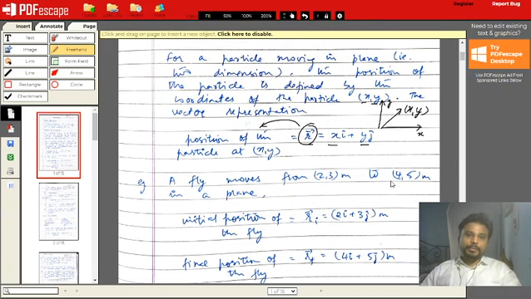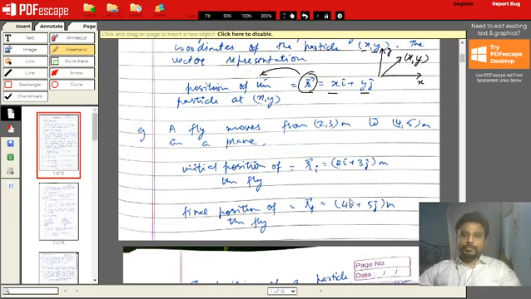So let us take an example. A fly is moving from 2,3 meters to 4,5 meters in a plane. We want to write the initial position of the fly. The initial position, that is the ri vector, is equal to xi plus yj. This is what we learned: if the particle is at 2,3, then the position vector is simply xi cap plus yj cap. So the x coordinate, 2 i cap, plus the y coordinate, 3 j cap. So this is the initial position of the fly, which is moving in a plane.